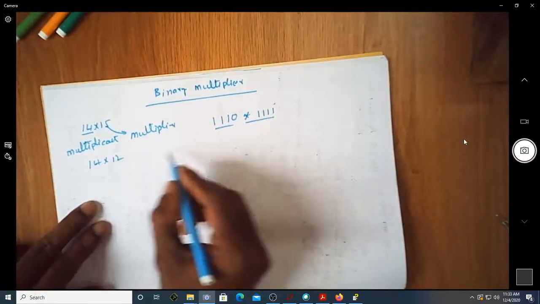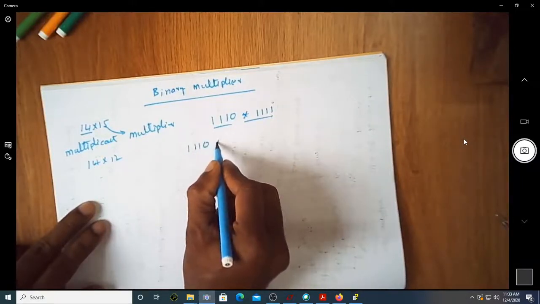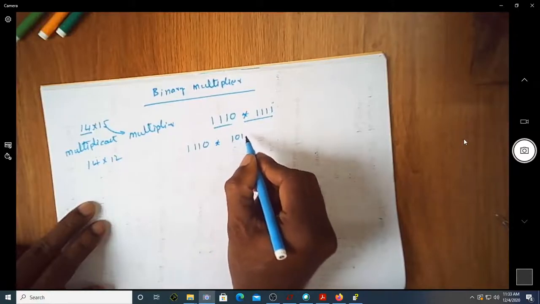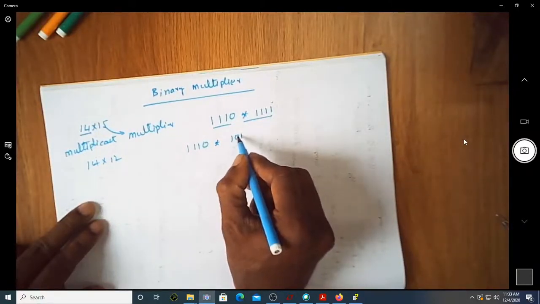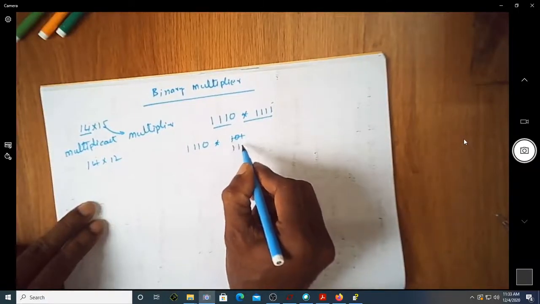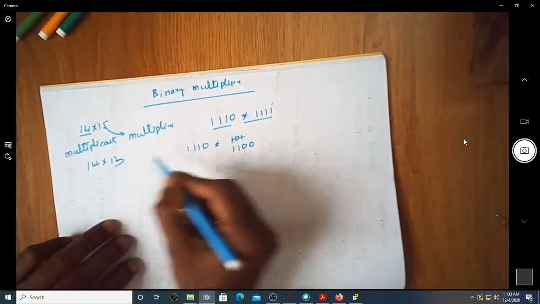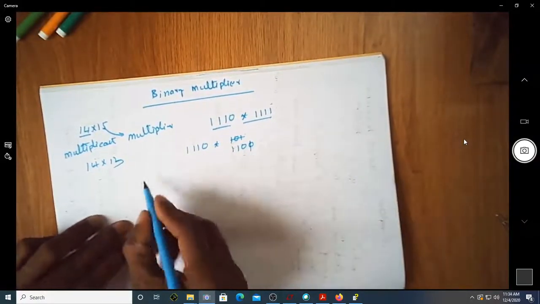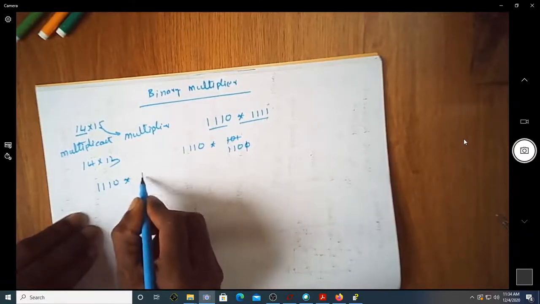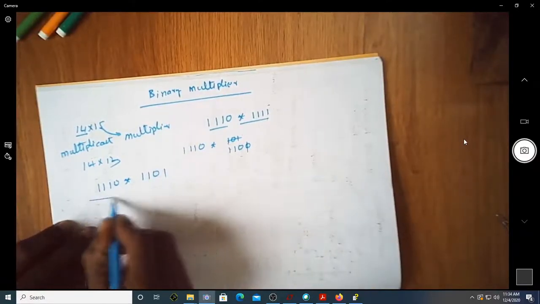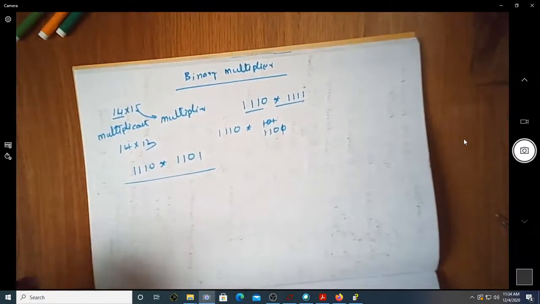Suppose I take 14 and 12. Again the multiplicand is 1 1 1 0, and for 12 the multiplier is 1 1 0 0. Or let us make it 13. So for 13 it is now 1 1 1 0 multiplied by 1 1 0 1. This would be fine. So I need to get the multiplication of 14 and 13.